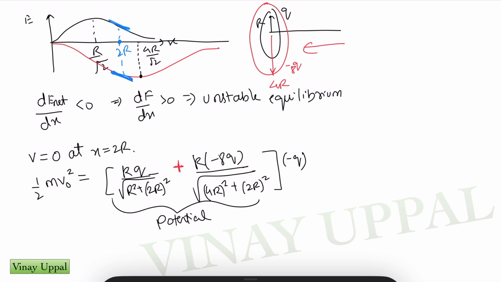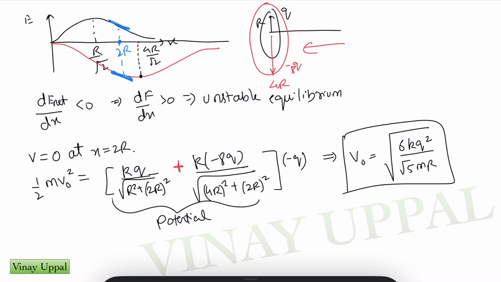Alright, so just solve for velocity and you will get it as square root of 6kq squared by root 5 mr. So this will be the velocity of the particle.